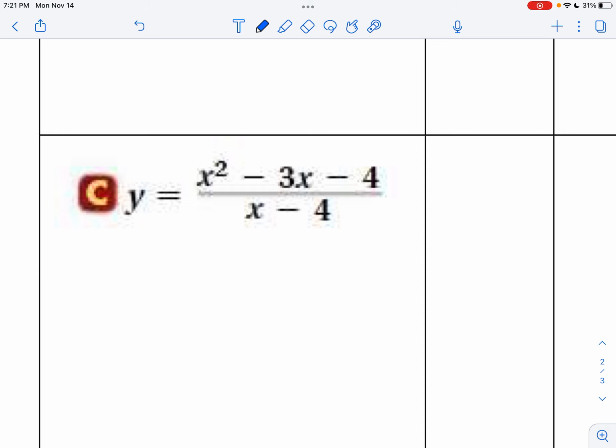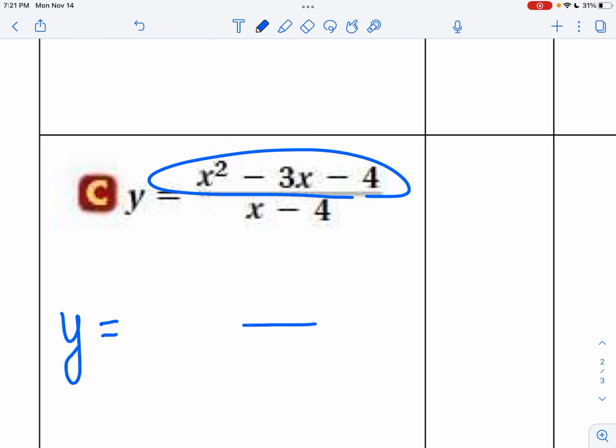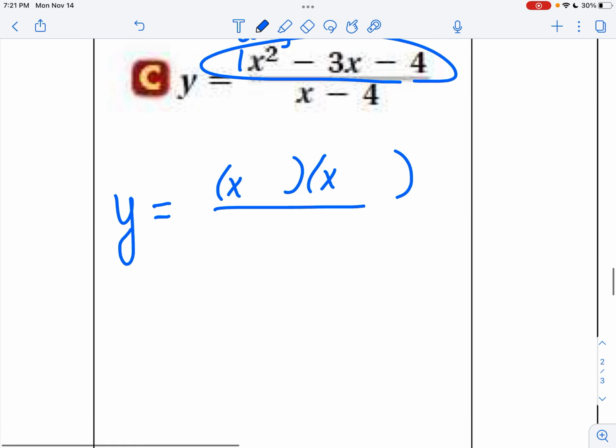Next one. Do you think something factors on here? Sure, we can try it. Do you think the students should pause the video and try to do it on their own? That's right. This is kind of an easy factoring one because A is 1. If they could just think of things that multiply to negative 4 and add to negative 3, they might get it. Or they could do the whole AC.